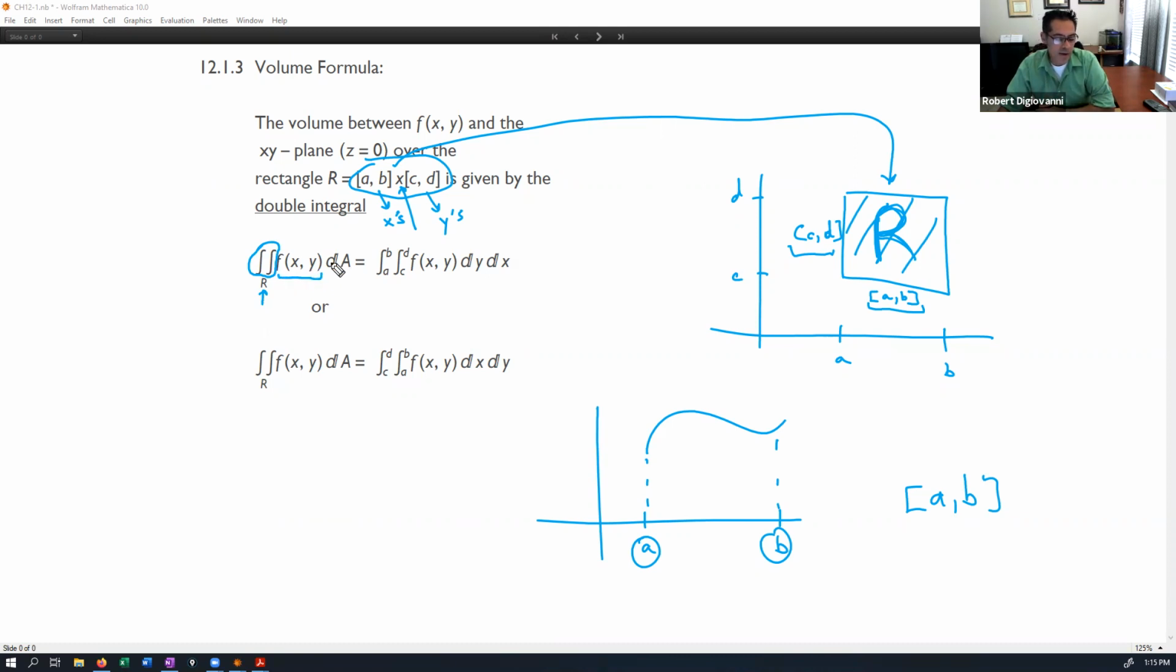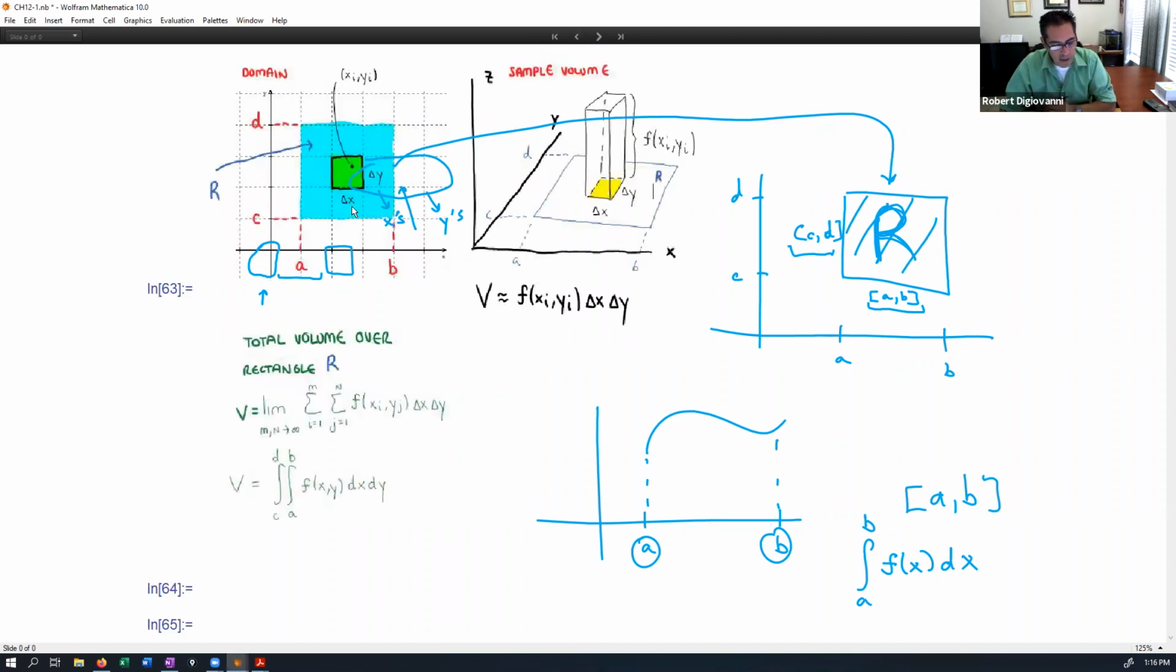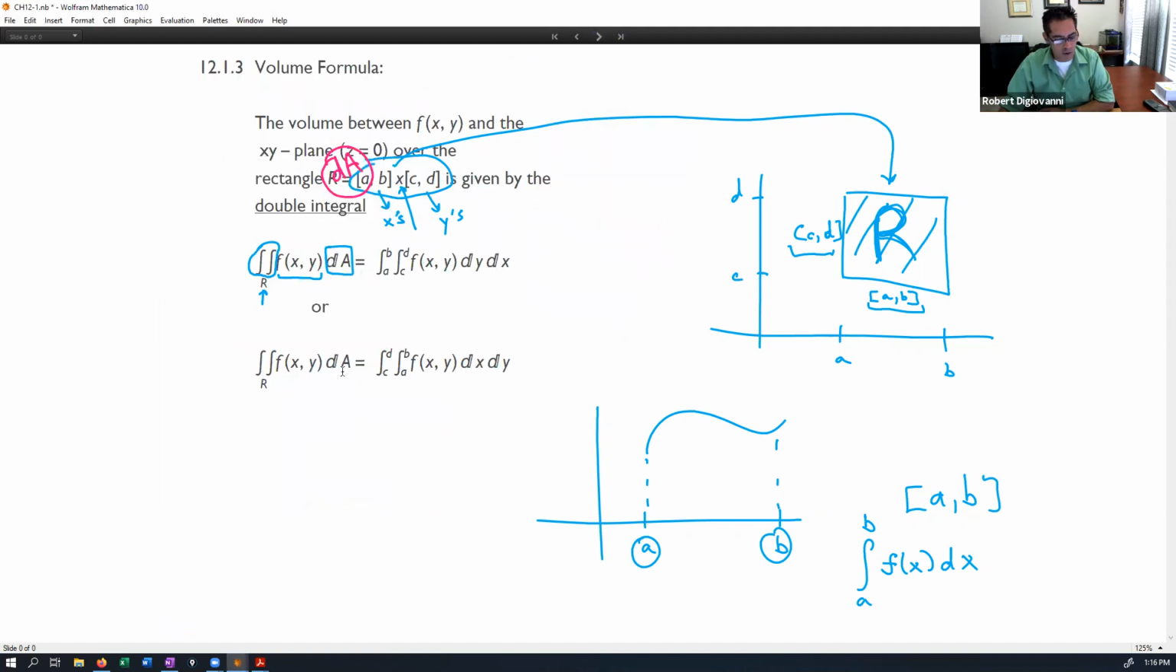And then notice dA, d capital A. Back in Cal 1, the formula was very simple: integral from a to b of f of x dx, and dx represented the width of the rectangle. Here, dA is like the infinitesimal little area of that patch on the ground. So dA is this piece right here. I know I've got quite the mess here. This right here, that's dA. It's this little rectangular patch on the ground. So that's our new notation to represent the volume under some surface.